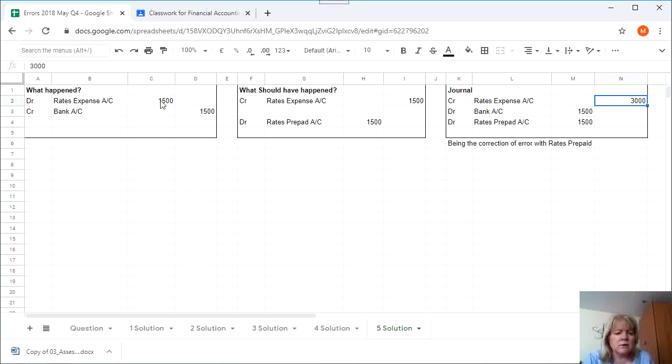I have to also take out the entry that went into the bank account to correct that, so the bank account needs to be debited with the 1,500 to take that out, and I also need to show the asset of rates prepaid, debit the asset of 1,500 there, and a statement underneath then showing that this is the correction of an error with rates prepaid.